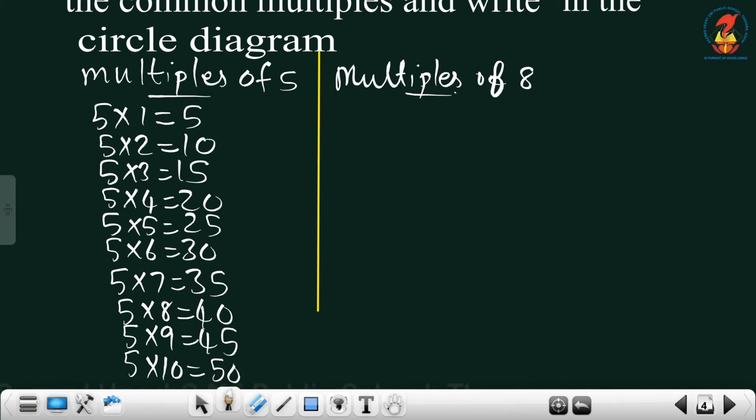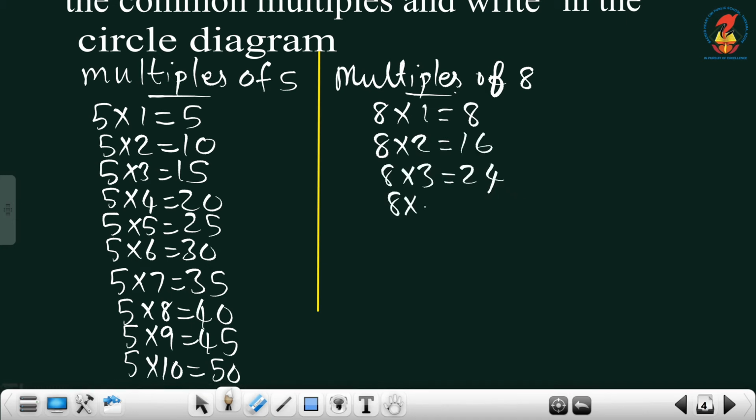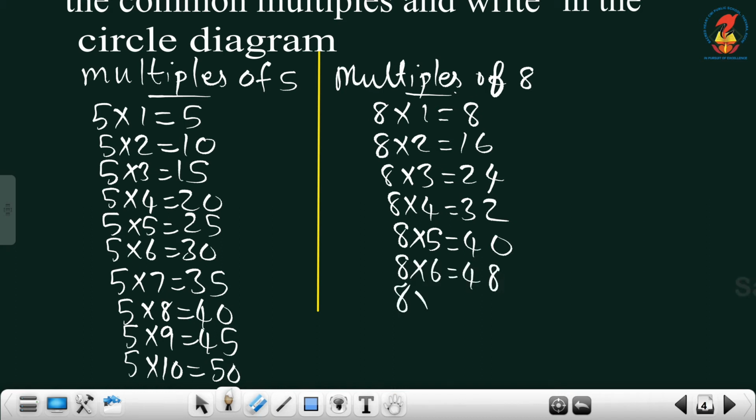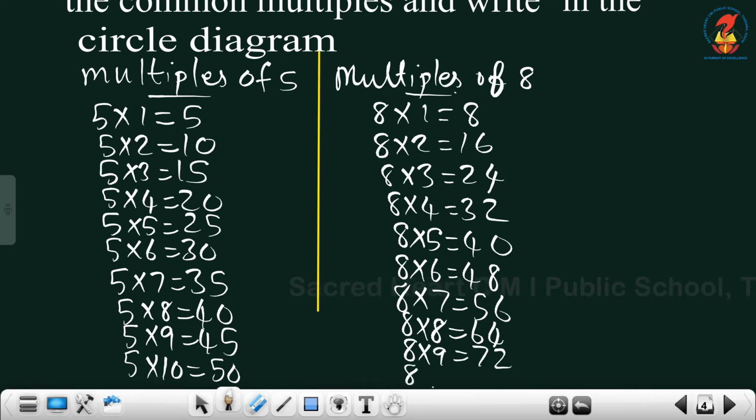And here 8. 8 ones are 8. 8 twos are 16. 8 threes are 24. And 8 fours are 32. And 8 fives are 40. 8 sixes are 48. 8 sevens are 56. 8 eights are 64. 8 nines are 72. 8 tens are 80. And which are the common multiples here?